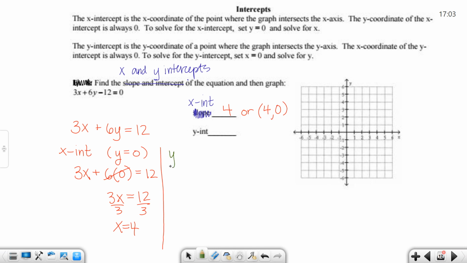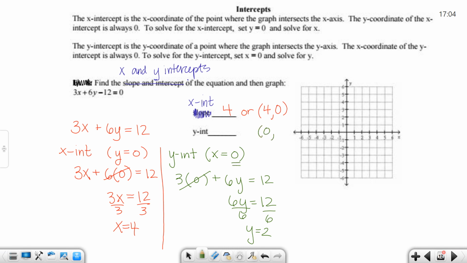To find the y-intercept, your definition at the top says let x be 0. So we have 3 times x, which is 0, plus 6 times y equals 12. 3 times 0 is 0. 6y would equal 12. Divide both sides by 6, and y would equal 2. For this particular point, x is 0, and y is 2.